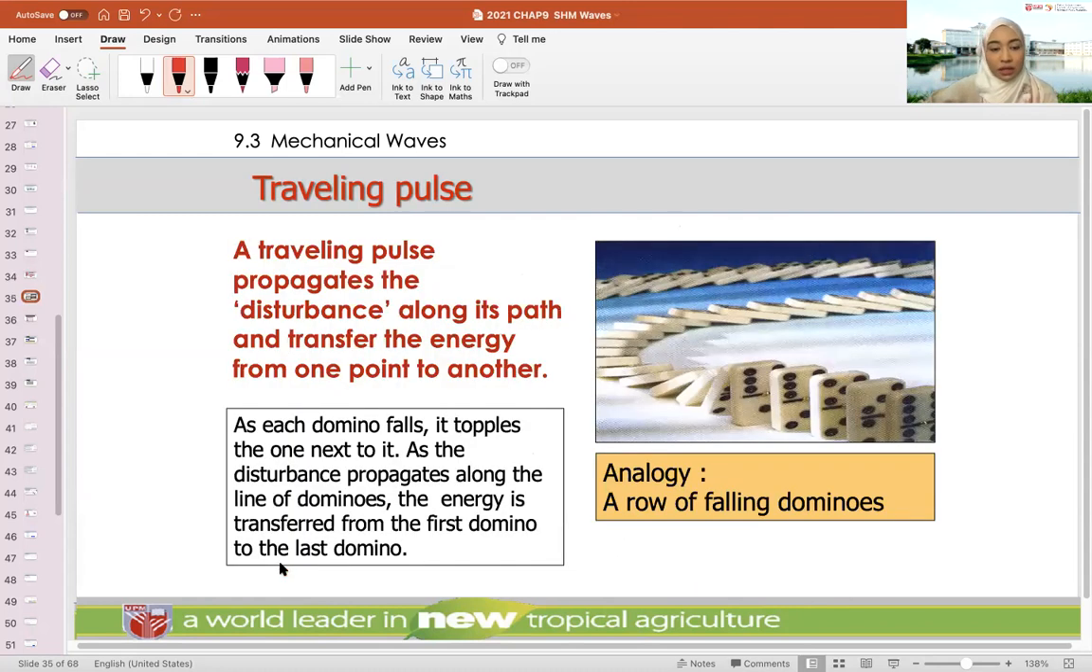Okay. So next, a traveling pulse propagates the disturbance along its path and transfers the energy from one point to another. So the particles are not moving, but the energy is. So that is how you see that motion. The motion is actually the energy propagating, but the particles, the people, and also the string remain at the same place after the disturbance goes away. And this is similar to a domino effect. As the domino falls, you know that the domino is not going to move somewhere else. It's just going to be here, but it will fall because of the disturbance. And the disturbance can propagate from left to right or right to left, depending on the direction.